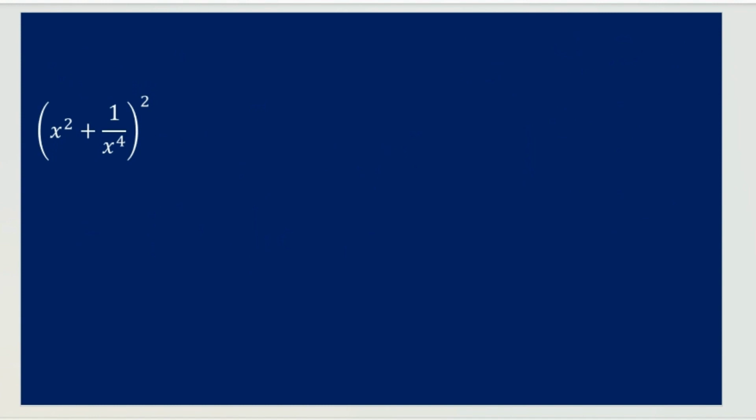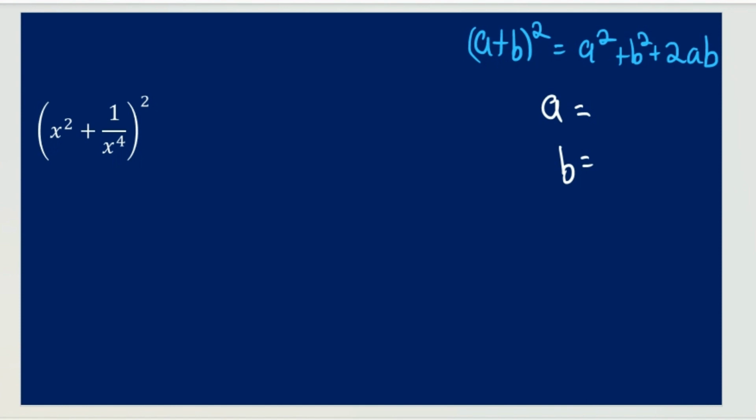(x squared plus 1 over x to the exponent of 4) whole square. So let's write the formula again. It's equal to a squared plus b squared plus 2ab. Now you need to figure out what a equals and what b equals. So a should equal x squared.